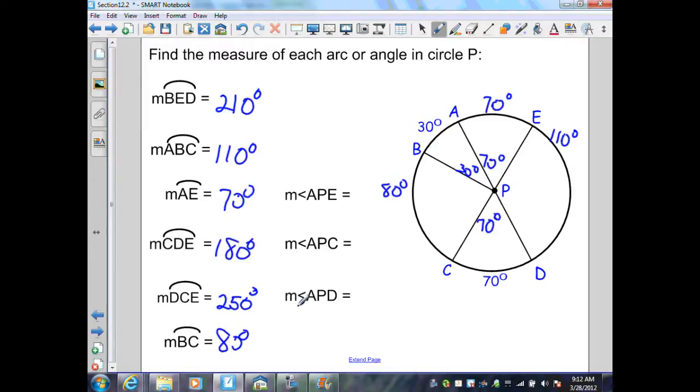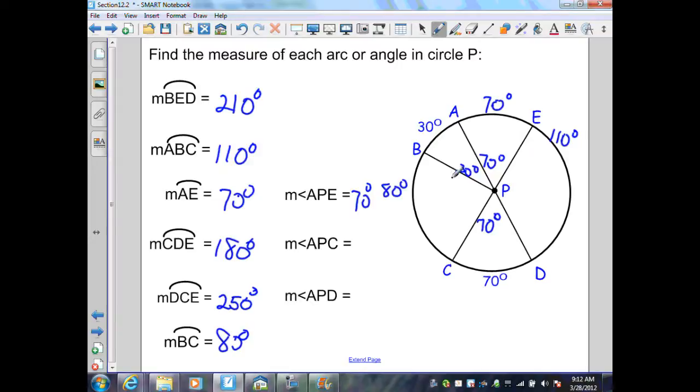On the next three examples, they want me to find the measure of angles. Of course, we know that angles and arcs have equal measures. So I have the measure of angle APE. APE is 70 degrees by vertical angles, and also the measure of arc CD originally. The measure of angle APC.